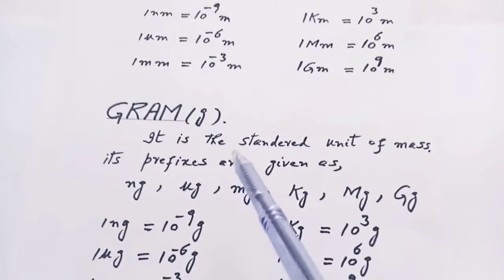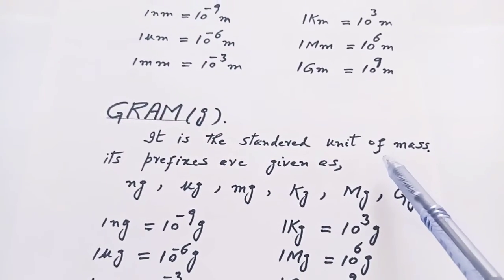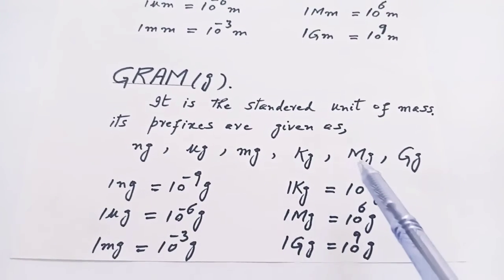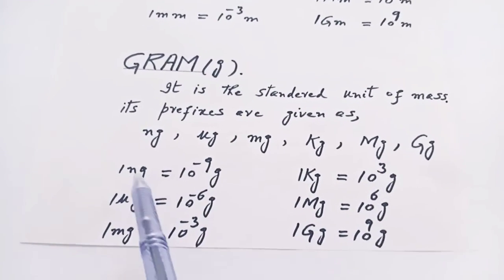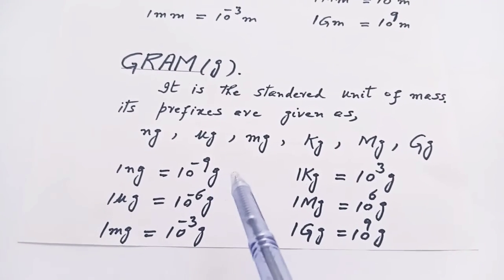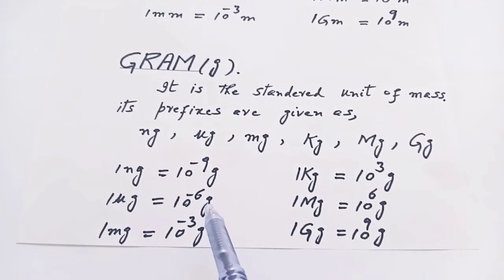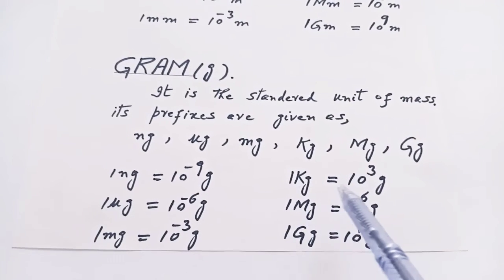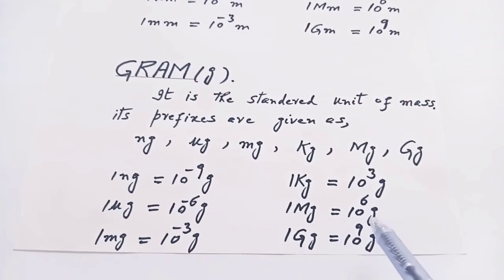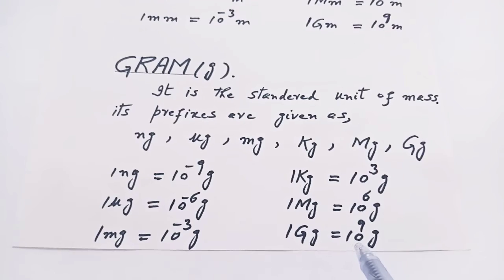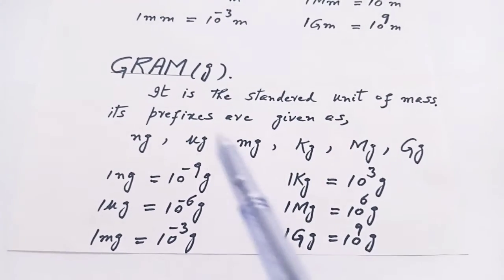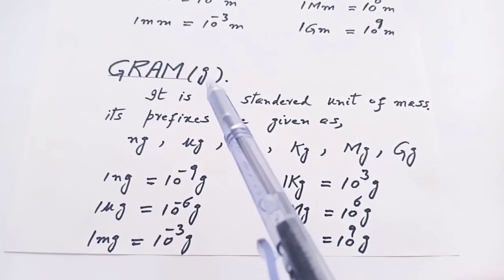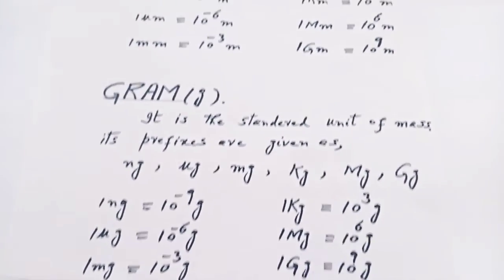And gram is a standard unit of mass. Its prefixes are nanogram, microgram, milligram, kilogram, megagram, gigagram. And here 1 nanogram is 10 power minus 9 gram, 1 microgram is 10 power minus 6 gram, 1 milligram is 10 power minus 3 gram, and 1 kilogram is 10 power 3 gram, 1 megagram is 10 power 6 gram, 1 gigagram is 10 power 9 gram. So these are the prefixes of the gram. Gram is the unit of mass. Its prefixes are given as.